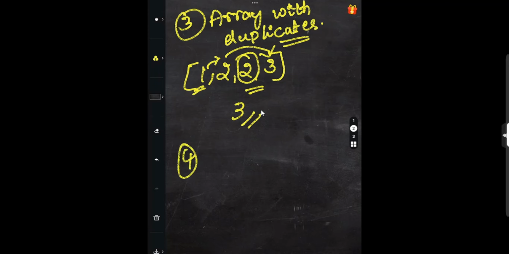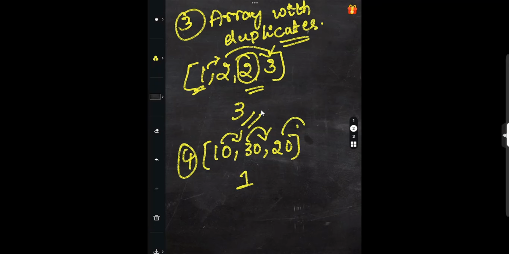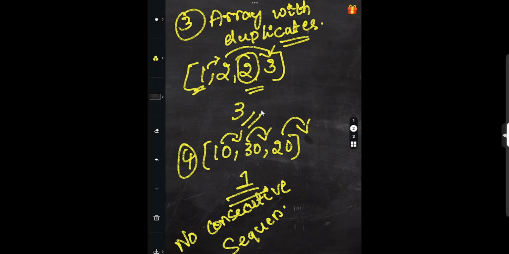So this is for the third edge case, and the final edge case is no consecutive sequence. Let me consider the input 10, 30 and 20 here. So 10, 30 and 20, the output will be 1 here. So why the output will be 1 here? Each number is isolated, so the longest sequence length is 1. We don't have any particular number next to this one. Then we don't have 11 here, we don't have 31 here, and we don't have 21 here. Right? So the output will be quite obviously 1. This is for the no consecutive sequence.